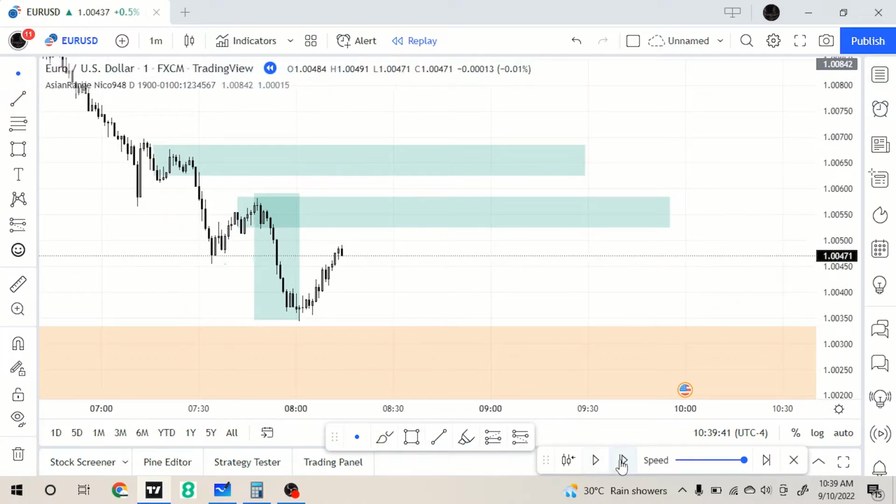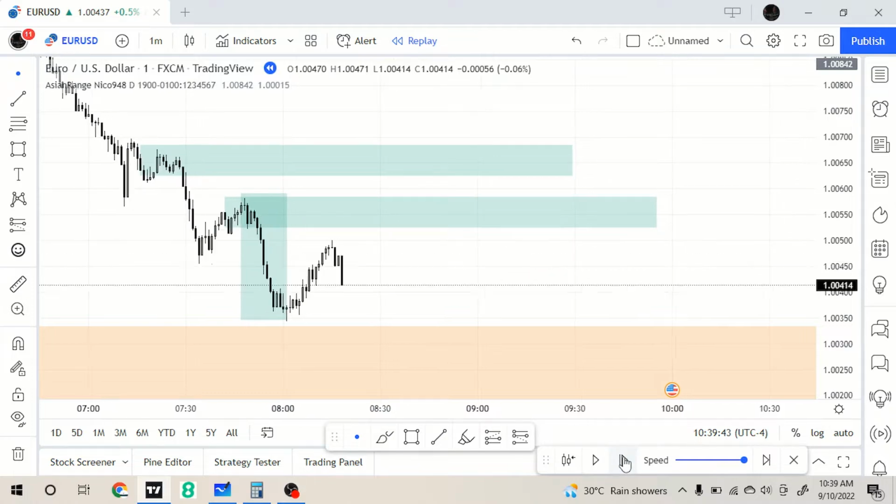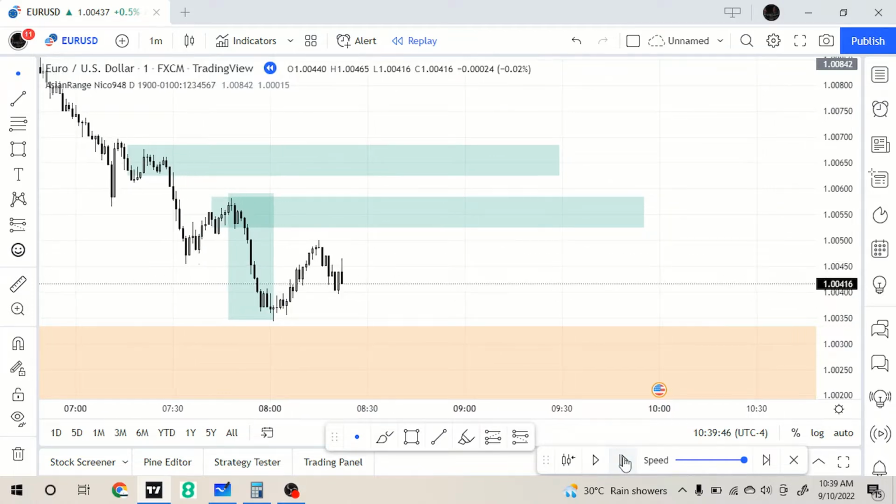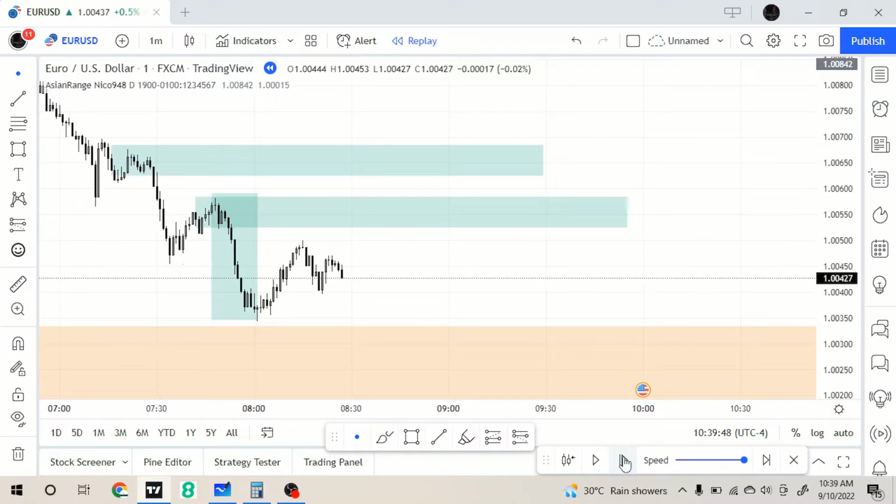So the next thing you're going to do is you allow price to reach back into it. If price does not reach back into it, you stay out of it. You don't have to force anything. You don't have to force it at all. If price doesn't get back there, you leave the price to go away.